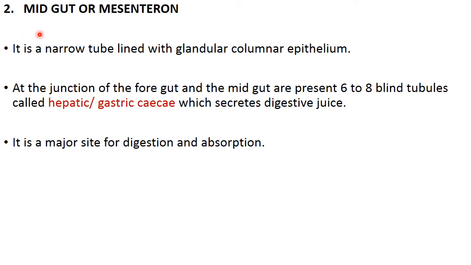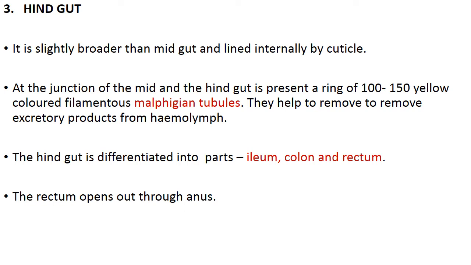So next will be the midgut, or the mesenteron. The midgut is a narrow tube lined with glandular columnar epithelium. At the junction of the foregut and the midgut, 6 to 8 blind tubules are present, which are called hepatic or gastric caecae, which secrete digestive juice. And this is the place where digestion and absorption occur in the cockroach.